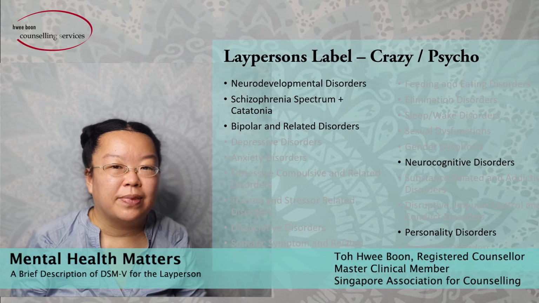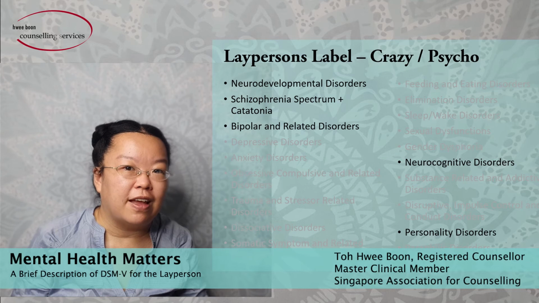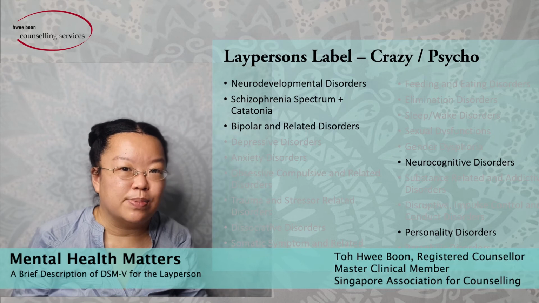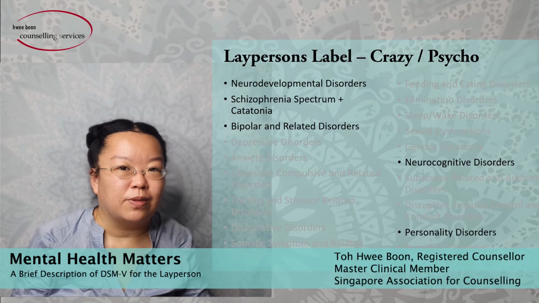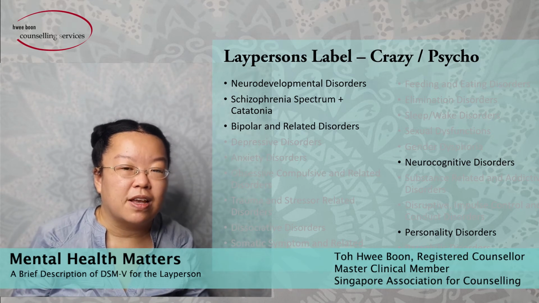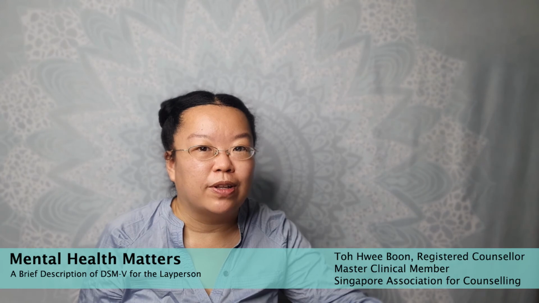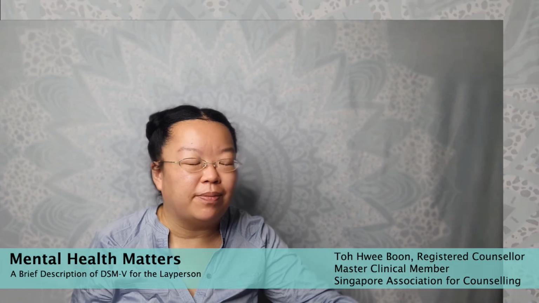as crazy, and they are those with neurodevelopmental disorders, schizophrenia-related and catatonic disorders, bipolar and related disorders, especially when the person is in the manic phase, neurocognitive disorders, and those with personality disorders, especially if they are from cluster A, the schizoid cluster, or they are from cluster B, people with emotional dysfunction. For the other mental disorders, we are very familiar with them, but we don't call them crazy or psycho. We have our different pet names for them.